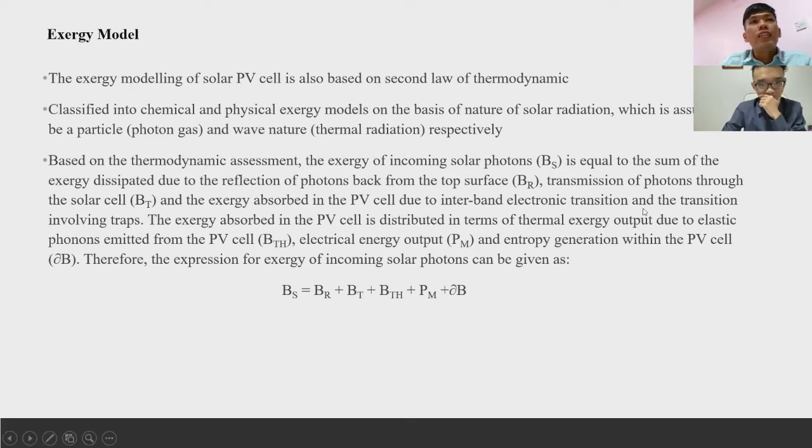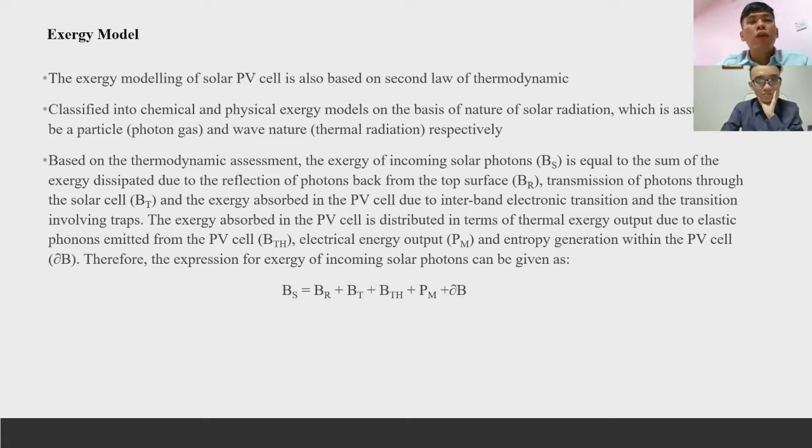The SSG modeling of the solar PV is actually based on the second law of thermodynamics, classified into chemical and physical SSG models on the basis of the nature of solar radiation, which is assumed to be particle, photon gas, and wave nature, thermal radiation, respectively.